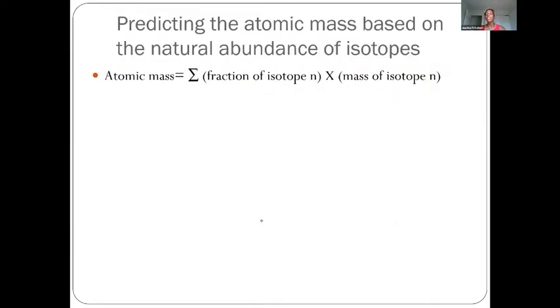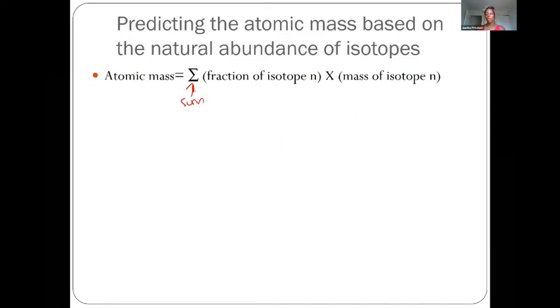So we can actually calculate the atomic mass, which is listed on a periodic table, based on knowledge about the natural abundance of different isotopes. Each isotope exists at a certain percentage, basically meaning the possibility of you running into that particular element with that mass. And so we can calculate the atomic mass by taking the sum. Anytime you see the summation symbol, this means the sum of the fraction of the isotope times the mass of that isotope.